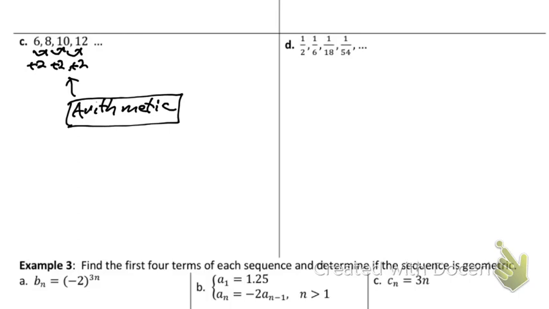All right, our next one is 1/2, 1 over 6, 1 over 18, 1 over 54. So I just look at that 2, 6, 18, and 54, and I look for a number if it works. 2 times 3 is 6. 6 times 3 is 18. 18 times 3 is 54. Now to keep it as a fraction, it's just going to be times 1 over 3. Not 1/2, but 1 over 3. We have our r value.